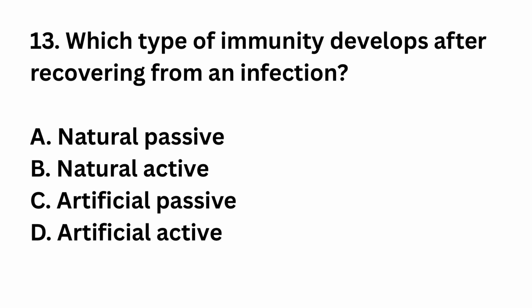Question number 13. Which type of immunity develops after recovering from an infection? Natural passive, natural active, artificial passive, artificial active. The right answer is option B, natural active. Natural active immunity develops after actual infection exposure. Memory cells form to prevent future disease.